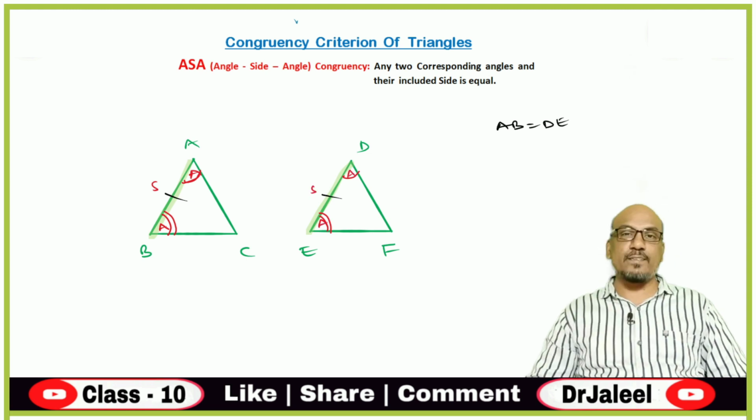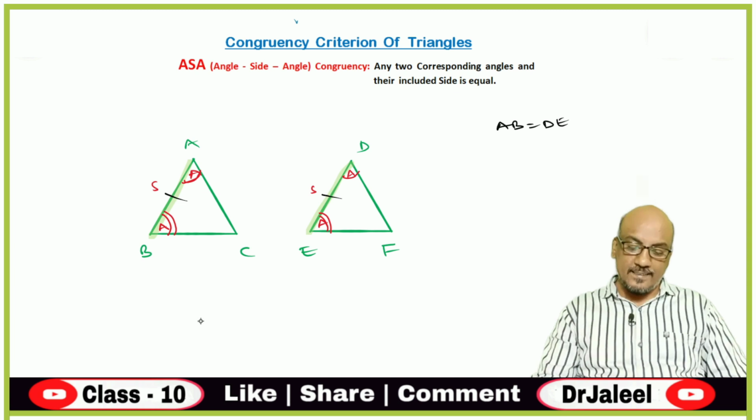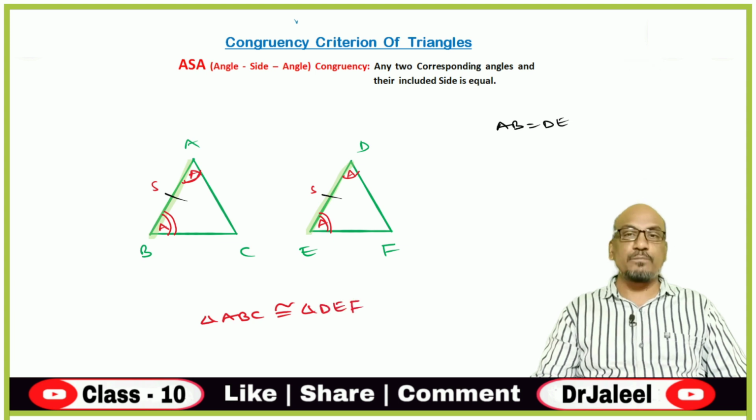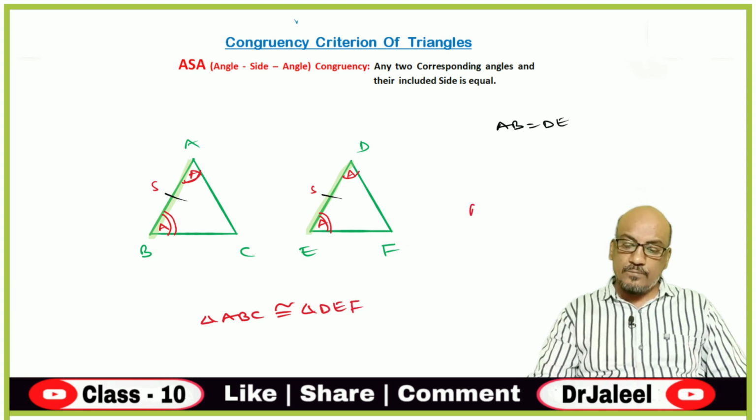Then also both the triangles are called congruent. That means you can write triangle ABC is congruent to triangle DEF. Angle, side, angle. The side must be the including side of the angles.